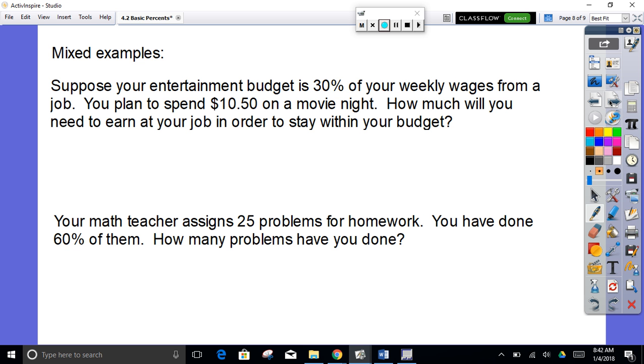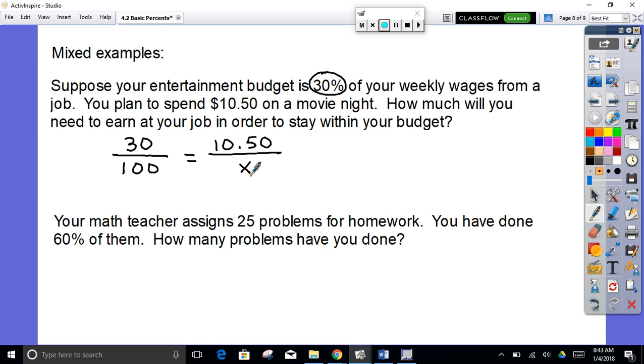So your entertainment budget, first of all, this one's obvious. We know the percent, right? Because there's a percent sign there. So we can find the percent pretty easily. We have this amount that we're going to spend, and then we have how much we earn at the job. Obviously you're going to spend less than you make, or hopefully you are, because if you spend more than you make, then you're going into credit. But if you're spending a percentage of your income, the income is the whole. So we would set this up the same way using the proportion. 30 over 100 equals part over the whole. The whole is what we need to figure out.